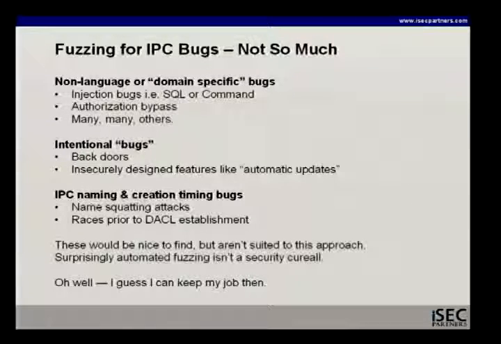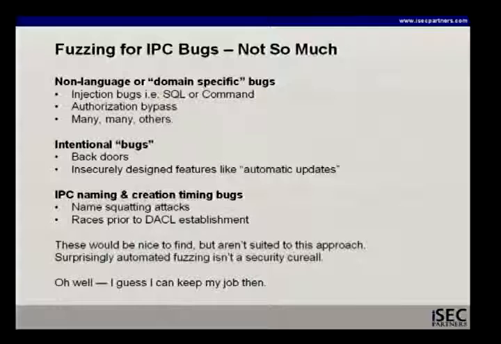Authorization bypass, a whole bunch of these bugs, basically things that are in the domain of the application itself, aren't going to be detectable. Also, backdoors, any kind of intentional bug. So when a developer decides that they are going to put in a little present for themselves if they ever have to retire, those types of bugs can be found basically through source review only. You're not going to find them accidentally through fuzzing.